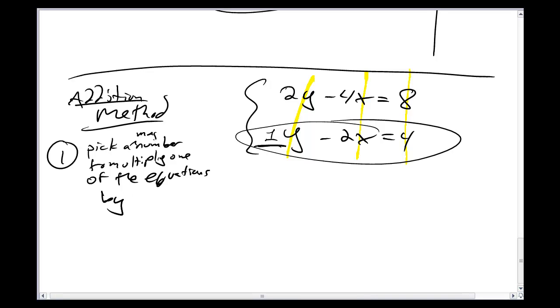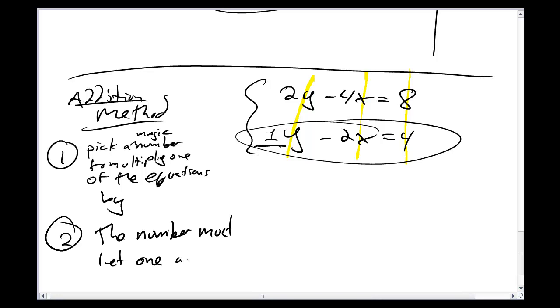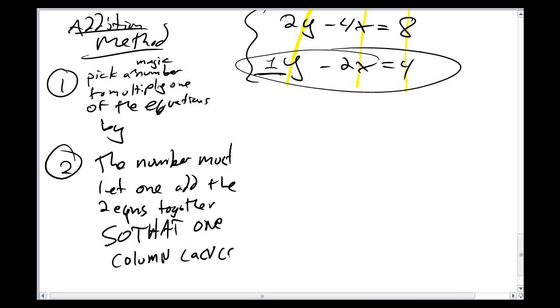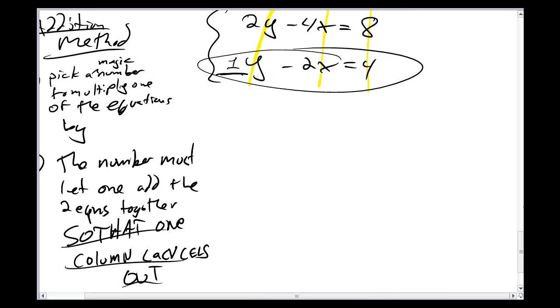This wants to be something like a magic number almost. And here's what I mean by magic. The number must let you add the two equations together so that one column cancels out. This is the big thing. So that one of the columns cancels out.